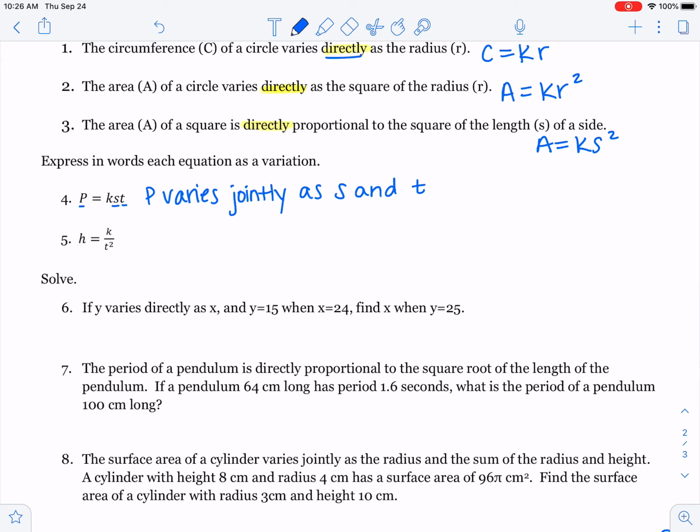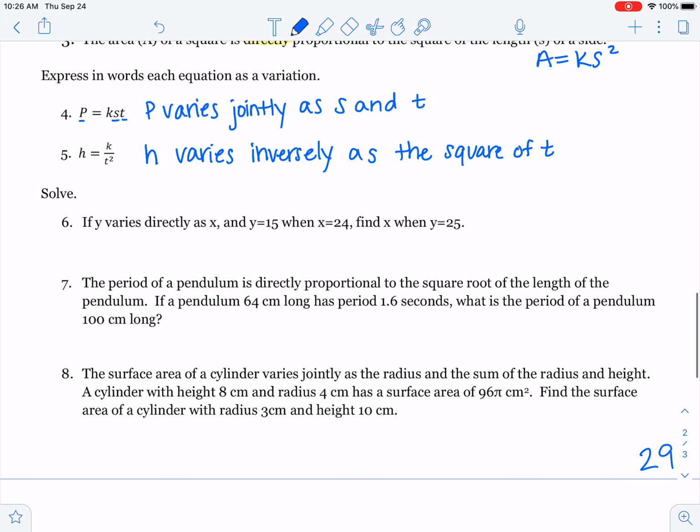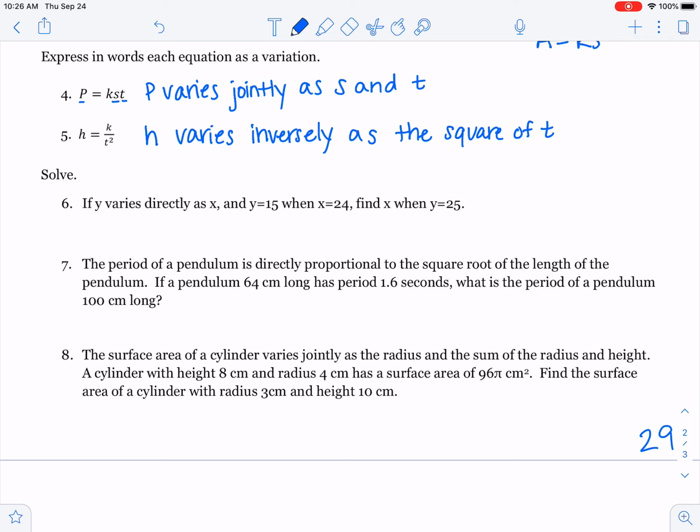Number 5 has a fraction, so I know I'm going to use that inverse terminology. H varies inversely as the square of T. Okay. So nothing too crazy, that's just to kind of get you used to this terminology. How we're going to apply those formulas is what's going to happen in 6, 7, and 8.